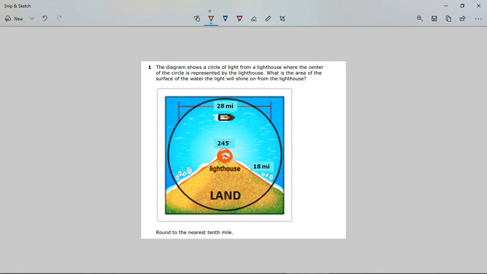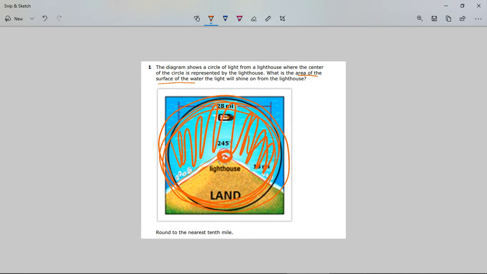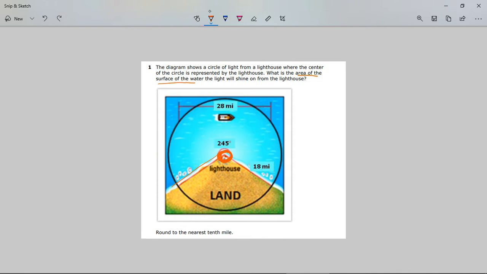So they want to know, what is the area of the water that the light will shine from the lighthouse? So the lighthouse is moving around like this, right? The light's sweeping around, it's going out and it's going around and around in that circle. So they want to know this part of the water, the area of that part right there. Okay, so here's the area of the water.